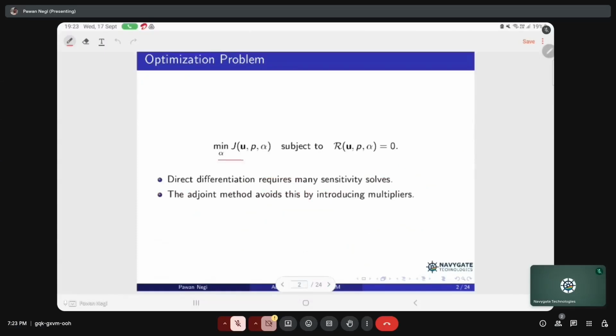For example, there is an objective function. Let's say this is J, the lift that your object should produce, and it should be subjected to these equations, which are the PDEs that it satisfies. These are basically the Navier-Stokes equations.